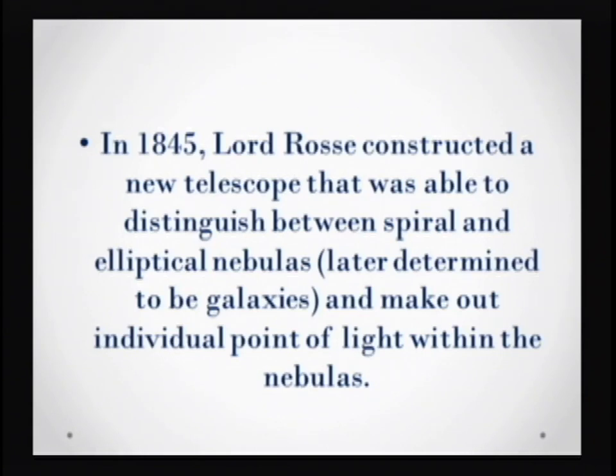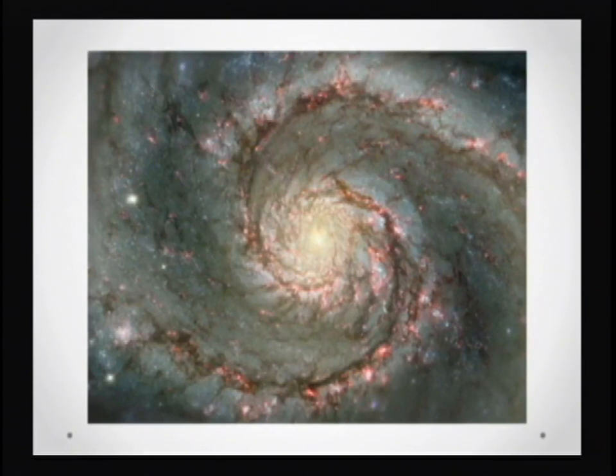Now, notice that I have the word nebulous first because that's basically what he was looking at. He didn't have any clue until, we talked about that great debate last time and what that island universe was when we were talking about Andromeda. Right now, these things are still being thought to be within our galaxy itself. With that telescope, he was finally able to make out individual points of light within those nebulas. Well, what he was really doing was looking at individual stars within those galaxies. Now, granted, guys, these galaxies had to be relatively close to us. If you start looking at really far galaxies, there's no way you're ever going to be able to see individual stars.